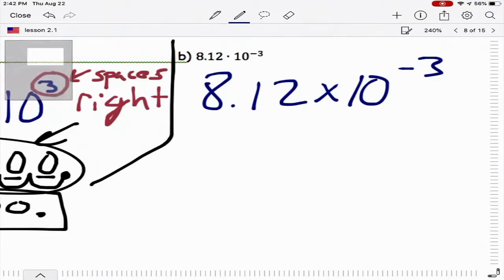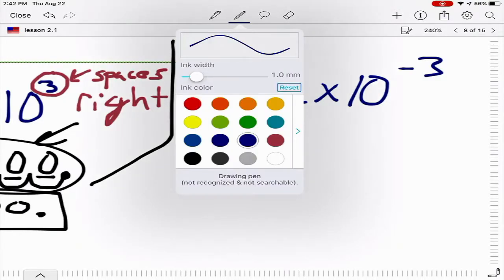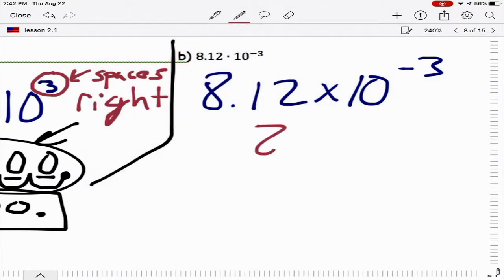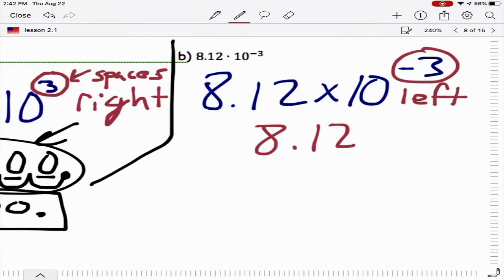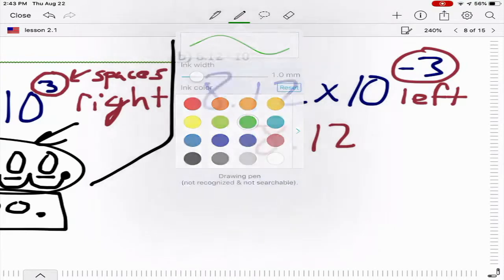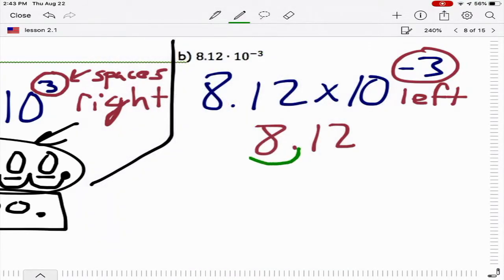So now we got to convert 8.12 times 10 to the negative third power into standard. Same thing as before, I first rewrite just my A. So my A is 8.12. And then this guy is telling me how many spaces to move the decimal. This time though, my exponent is negative. So I'm moving it to the left and not the right. So I'm going to take my decimal and I'm going to move it 3 spaces, but this time to the left. 1, 2, and 3.